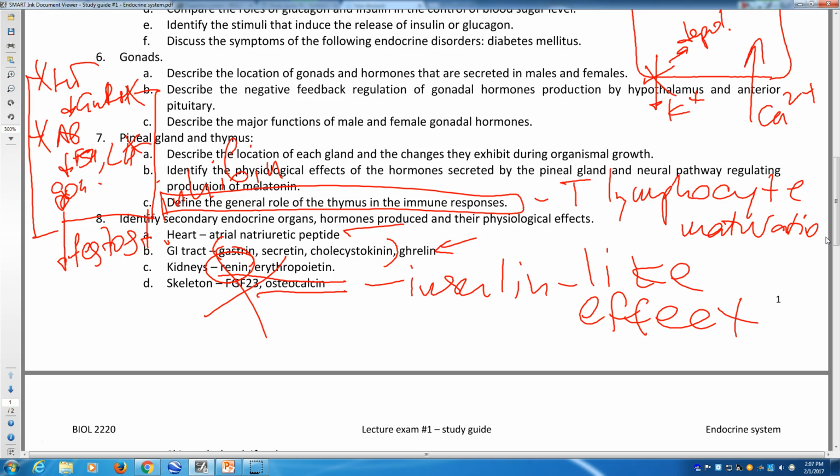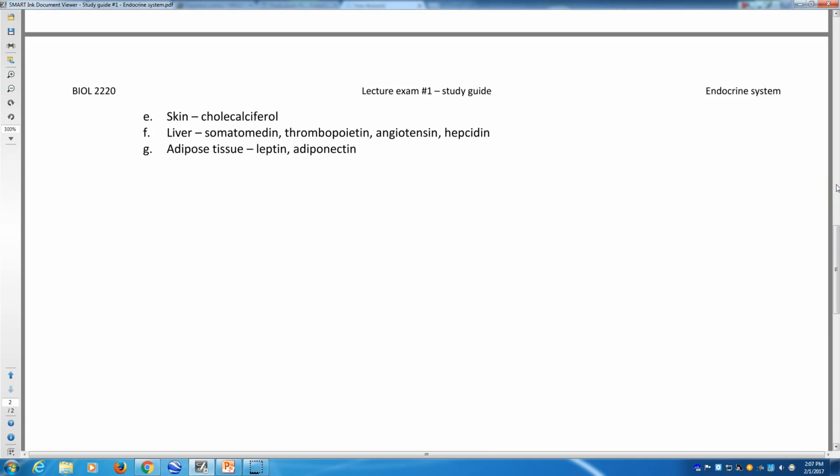So it increases, stimulates insulin release. Skin. What is another name for cholecalciferol? Vitamin D. The effect of vitamin D: absorption of calcium in the intestines.